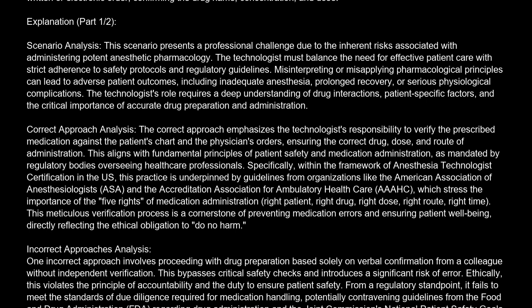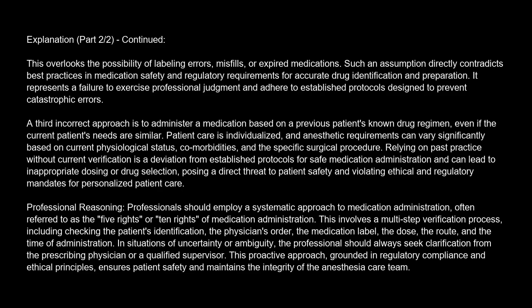Another incorrect approach is to assume the pre-filled syringe contains the correct medication without confirming its label against the physician's order. This overlooks the possibility of labeling errors, misfills, or expired medications. Such an assumption directly contradicts best practices in medication safety and regulatory requirements for accurate drug identification and preparation. It represents a failure to exercise professional judgment and adhere to established protocols designed to prevent catastrophic errors.